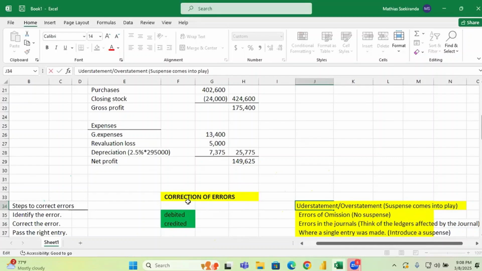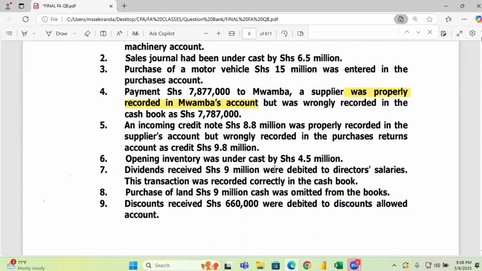An incoming credit note of 8.8 million was properly recorded in the supplier's account. Guys, I like highlighting these things because they guide you not to tamper with their accounts, not passing any entry on their accounts. Because the examiner is saying this was properly recorded. So an incoming credit note of 8.8 was properly recorded in the supplier's account. So it means in the supplier's account, we shall not even pass any entry on it.